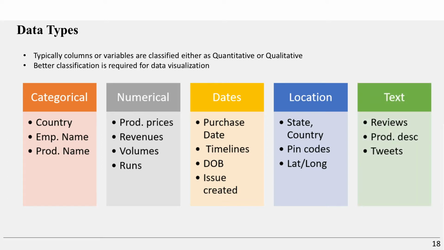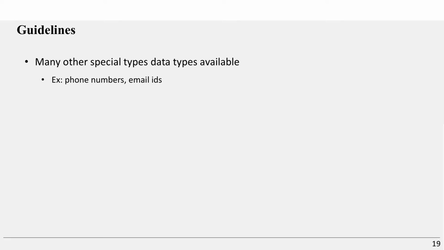Finally, we have text columns which contain many words or sentences in every row. For example, customer reviews, product description, tweet messages, etc. can be considered as text columns. These are not the exhaustive list of data types.